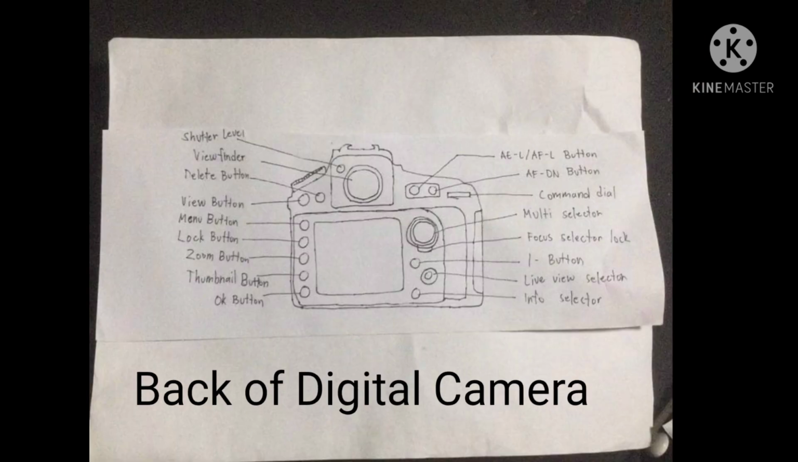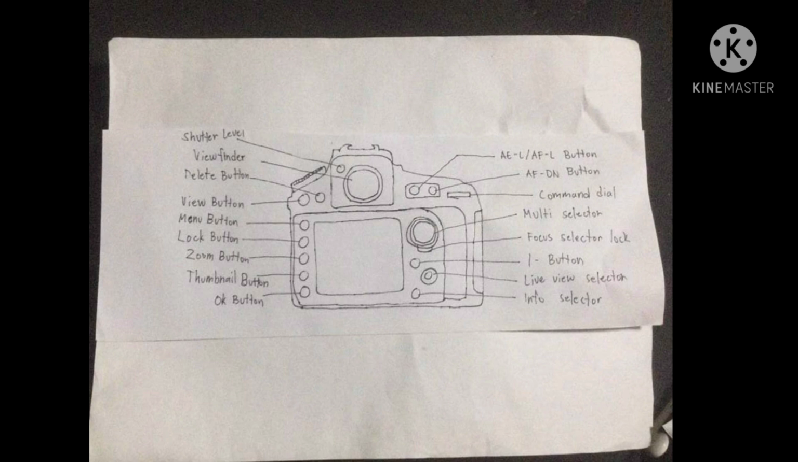Back of digital camera. Shutter speed is responsible for two particular things: changing the brightness of your photo and creating dramatic effects by either freezing action or blurring motion. Viewfinder is the part of camera used for composing and focusing the subject being photographed and viewing the entire frame of an image. Delete button to delete image. View button to view the captured photo.